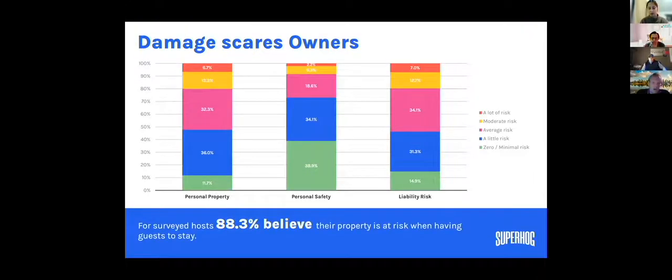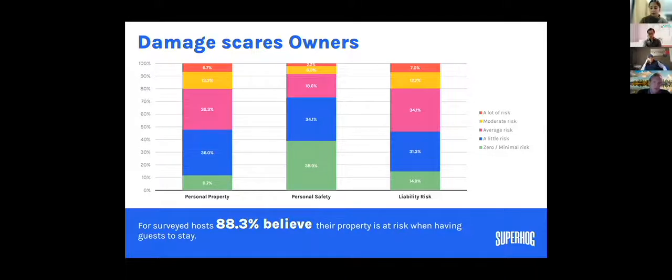Clearly, where I'm coming from is looking at damage, so forgive me for straying into that territory now. I know that the second question hosts ask, after how much money can I make, is what happens if something goes wrong? And you only have to look at stats like this to see where that question is coming from. 88.3% believe that their property is at risk when having guests to stay. And you can transpose that going forward as well, because if those guests turn up and damage the property, it's also going to affect future income on that property. It only takes one bad booking to have a serious knock-on consequence.